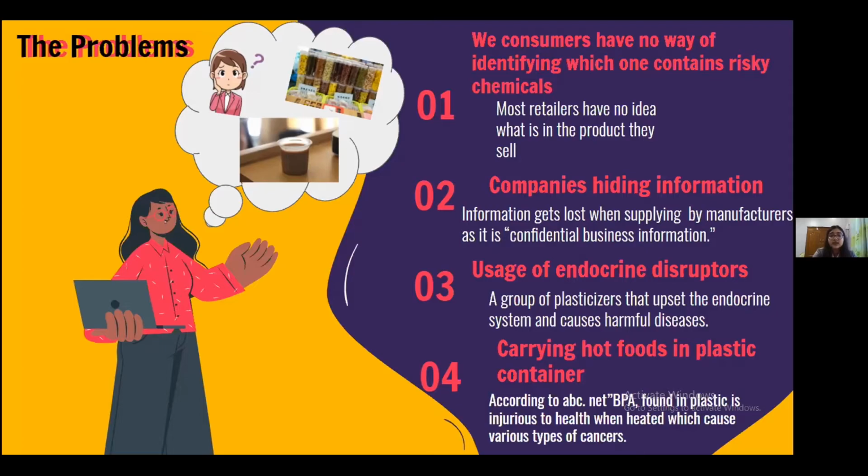The third one is usage of endocrine disruptors. Endocrine disruptors are basically a group of plasticizers that upset our endocrine system and can cause harmful diseases. Last but not least, carrying hot foods in plastic container.